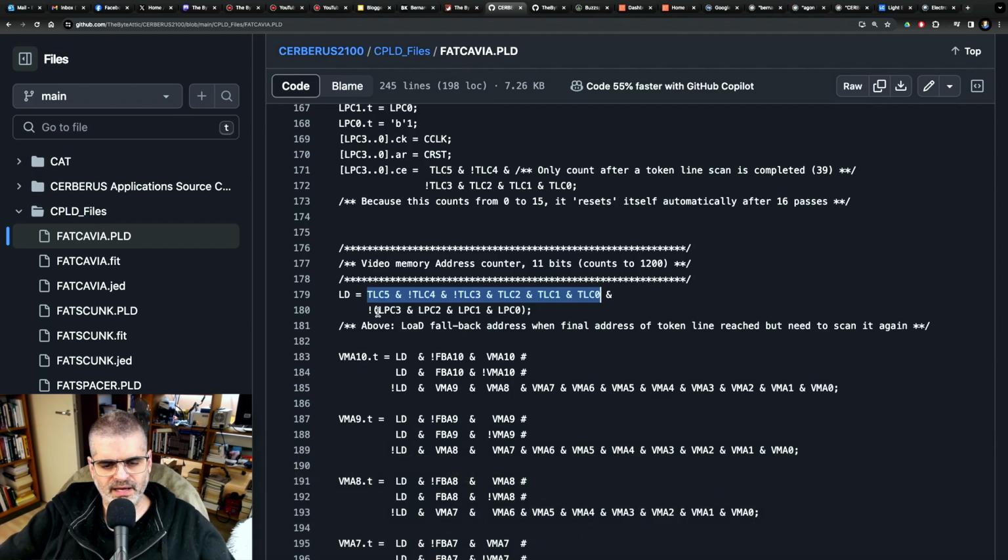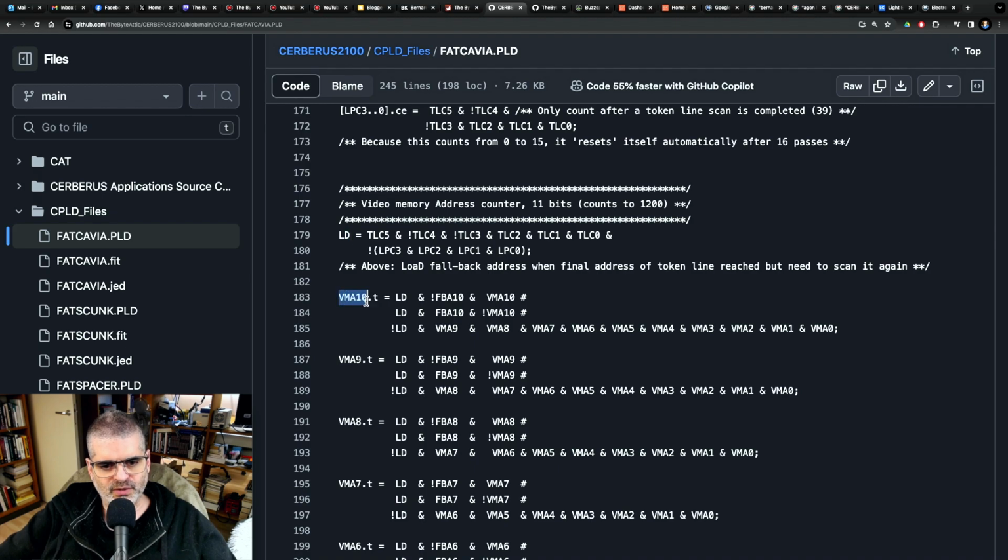And the line passes counter cannot have reached the end. This is an inversion, and here you're ANDing the positives. So this will be true when all of them are 1. And when all of them are 1 and this is true, the result will be 0 because it's negated. What this means is that for as long as we haven't done all the 16 passes yet, we should go back to the beginning of the line. We should fall back to the initial address and do another pass. That's what it means. This load is 1 when we have to do another pass over a character line or a token line.